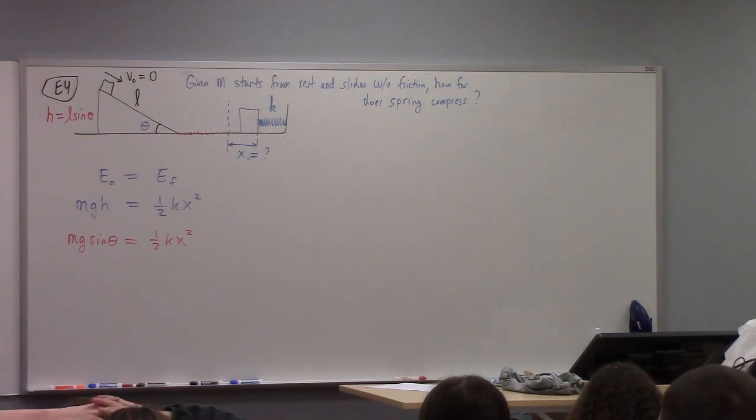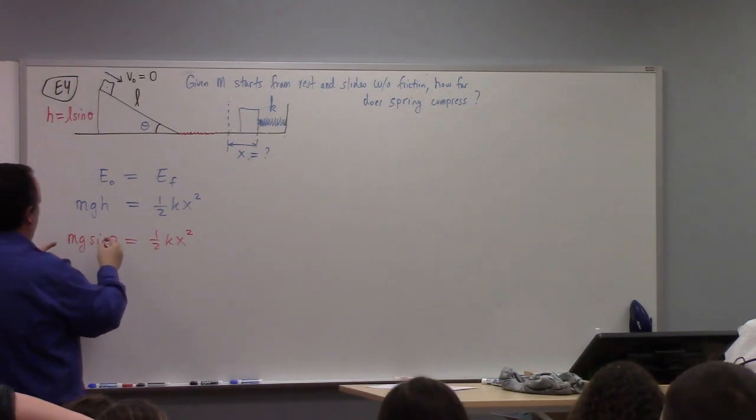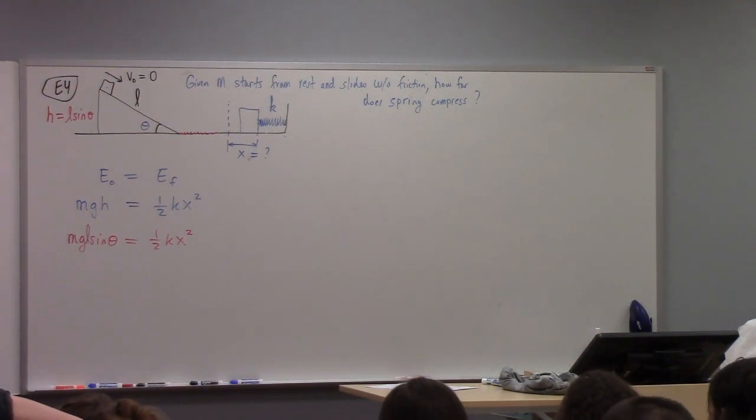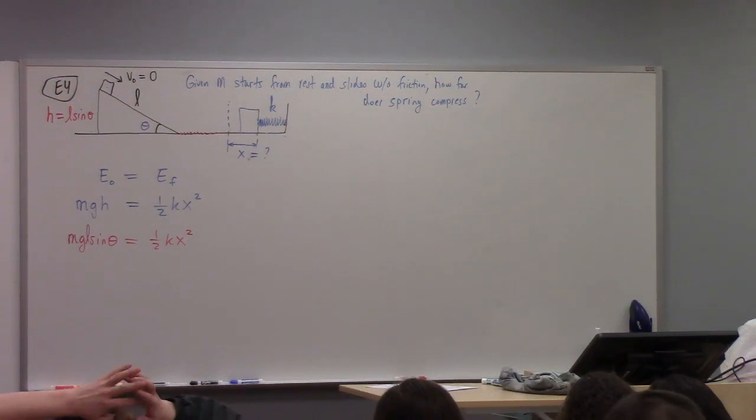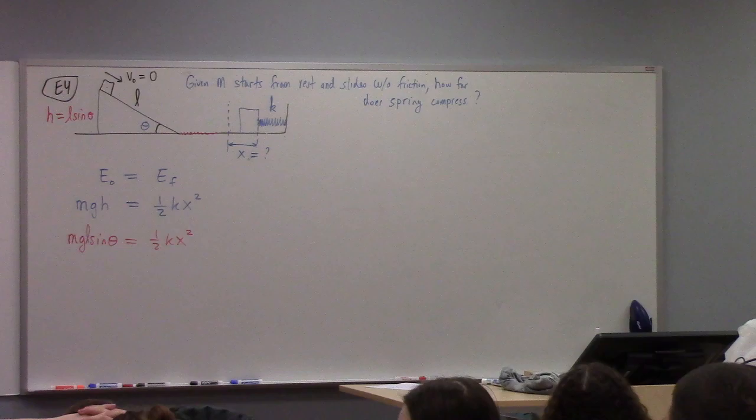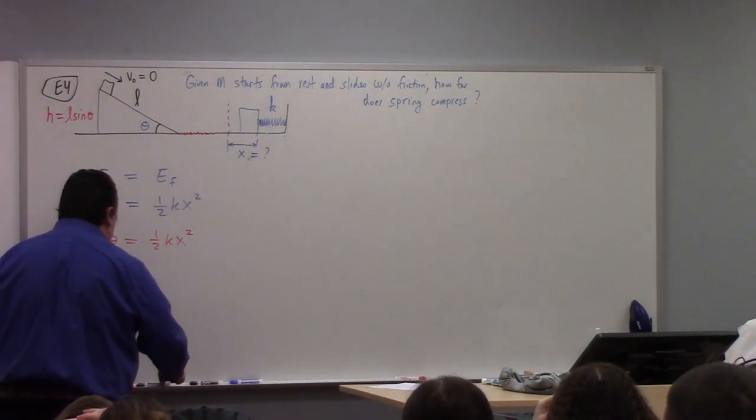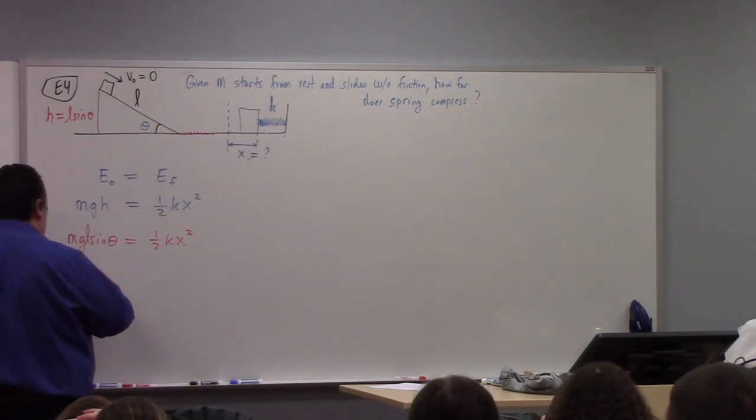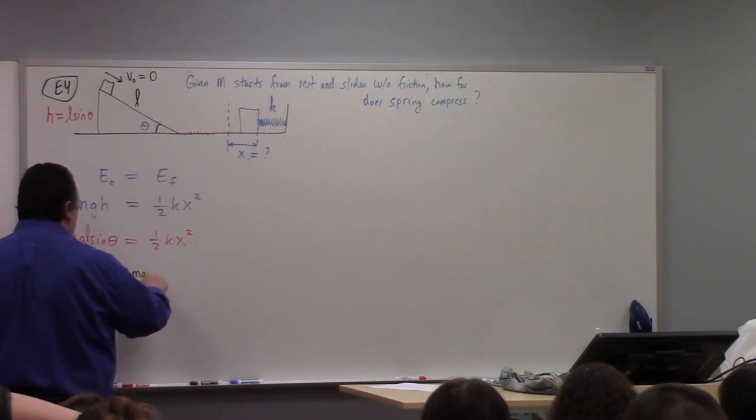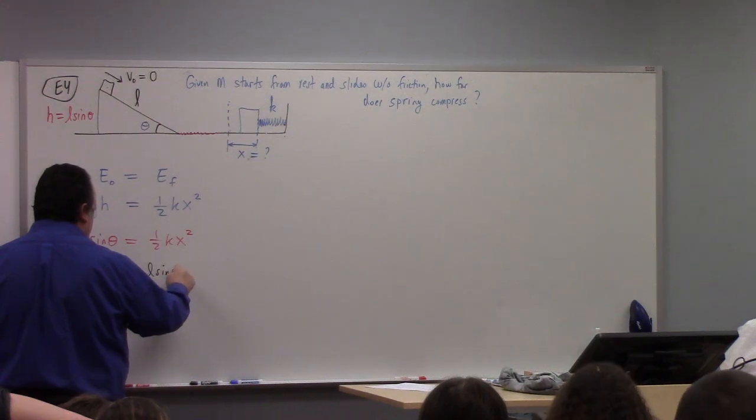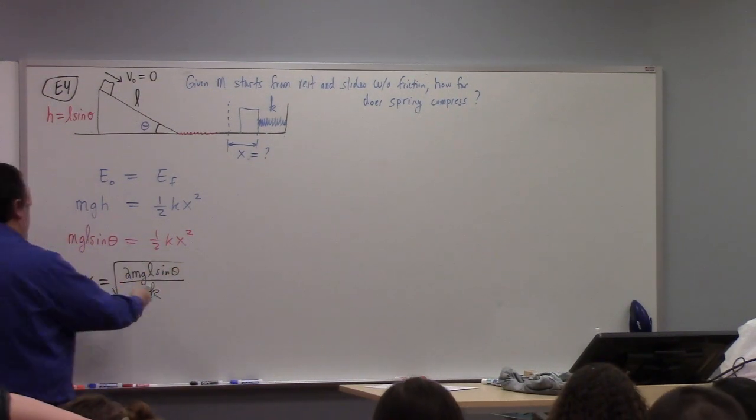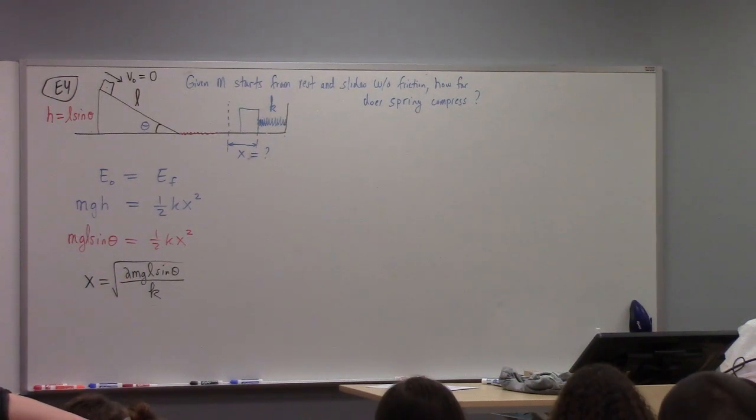Oh, good question. I think it was here. Sorry. I blame you guys. You distracted me. Okay, it's my fault. But you notice here that x is equal to, as it turns out, the square root of 2 mgl sine theta divided by k, right? That would be how far the spring was compressed in this situation.